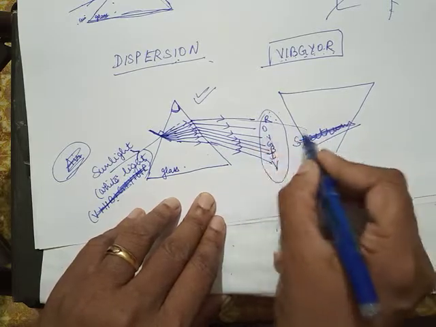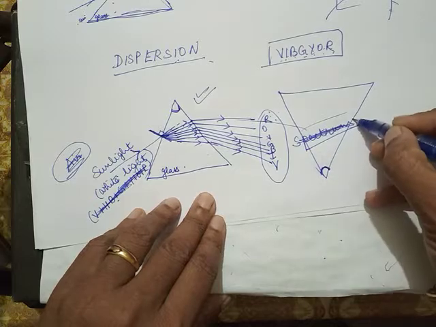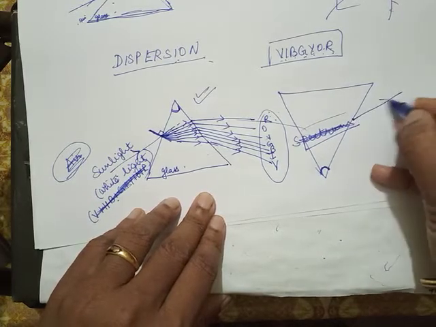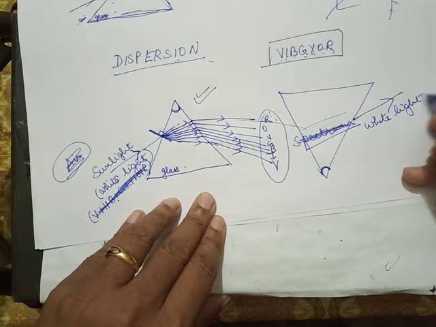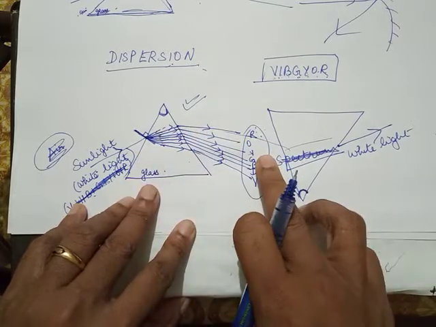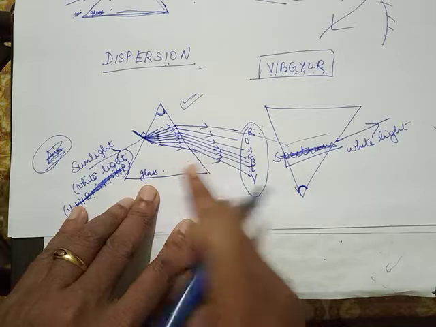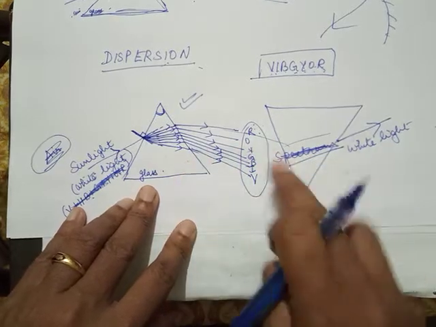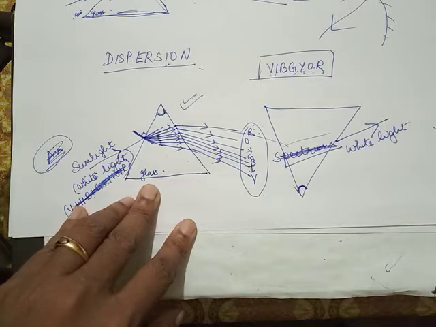Now when I keep it like this, you know what will happen? Again, all these colors will meet and it will come out as a single white light. Is it clear? Here dispersion took place and here, because it is kept inverted, the opposite phenomenon will take place. That is, all the 7 rays combine together to form white light.